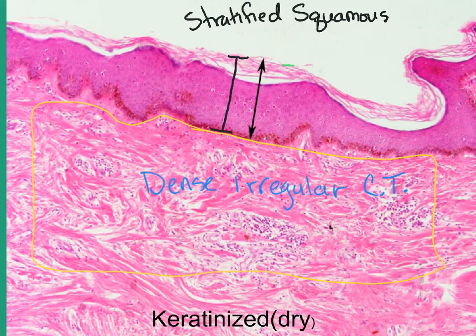This layer right here that looks a little flaky, those cells are full of a protein called keratin. So that's why we call this keratinized stratified squamous. These epithelial cells produce that protein called keratin, and it makes a really waxy protective layer.